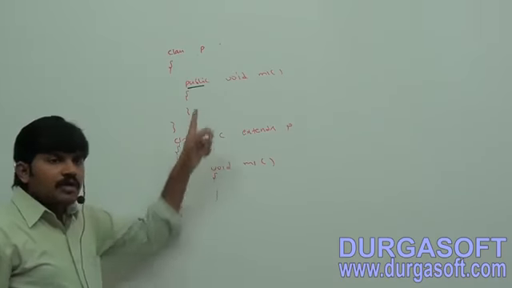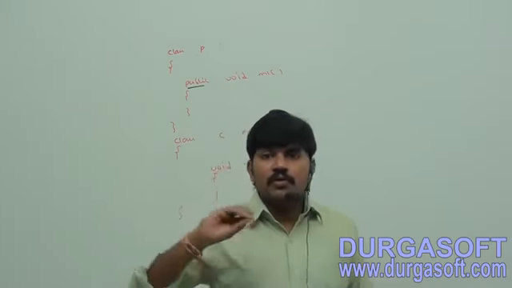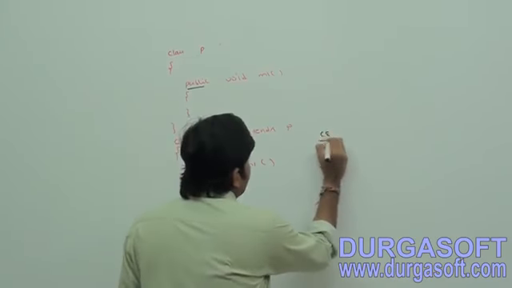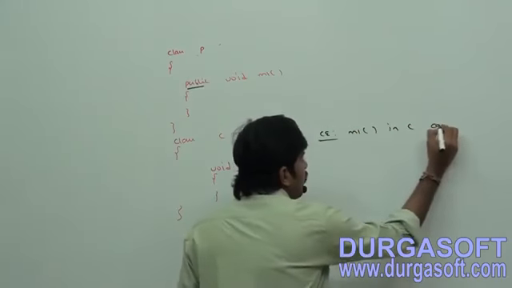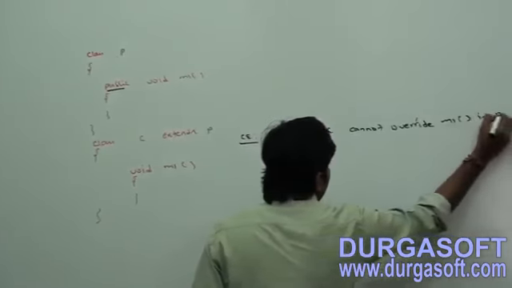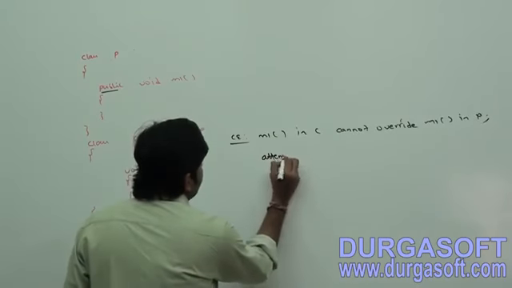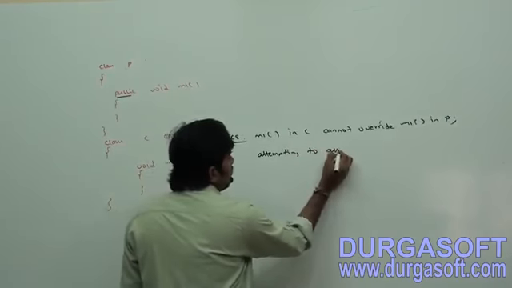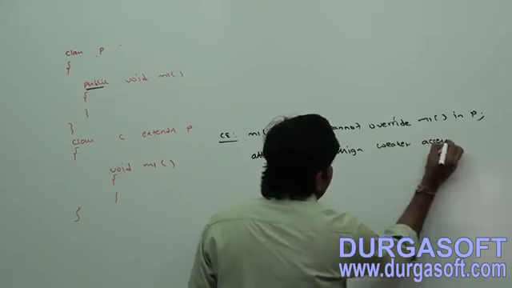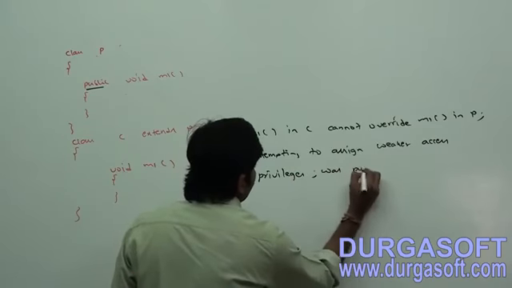While overriding, the scope of the access modifier we can't reduce. Are you getting? We can't reduce. If you want, you can increase the scope. Do you know the exact compile time error? m1 in C cannot override m1 in P; attempting to assign weaker access privileges; was public.